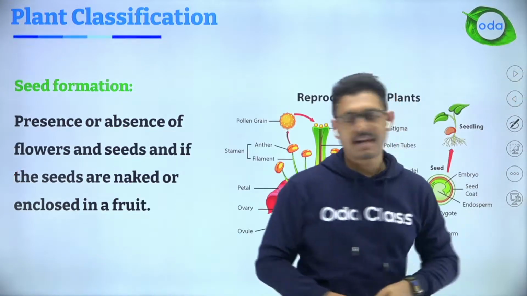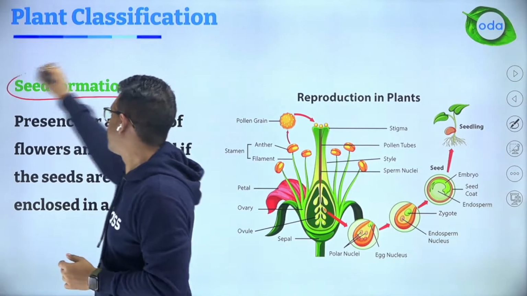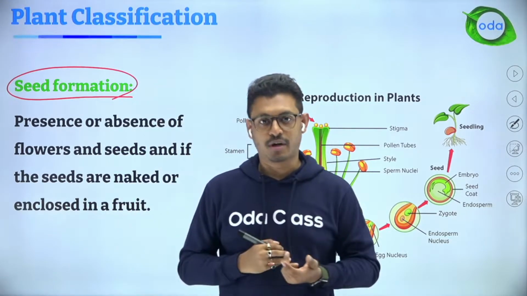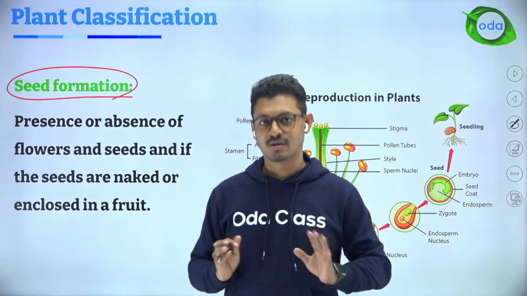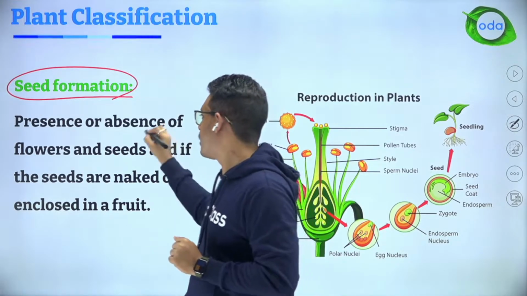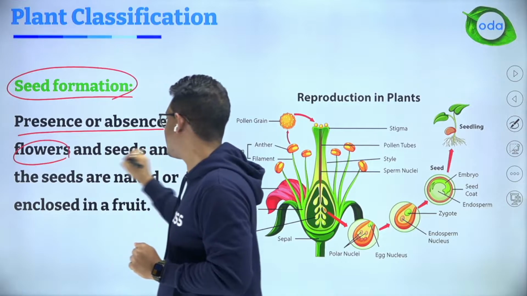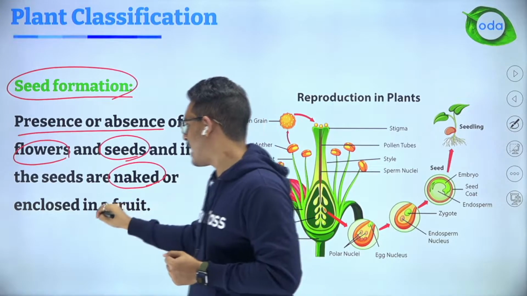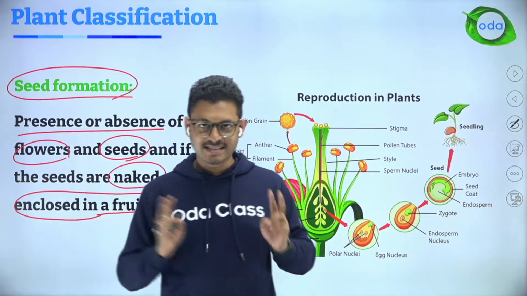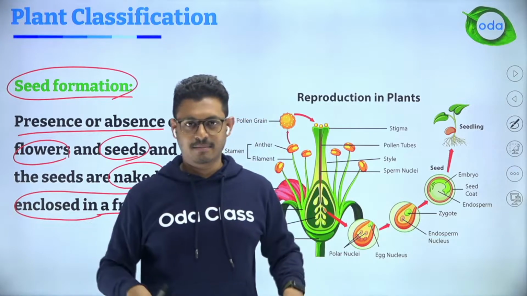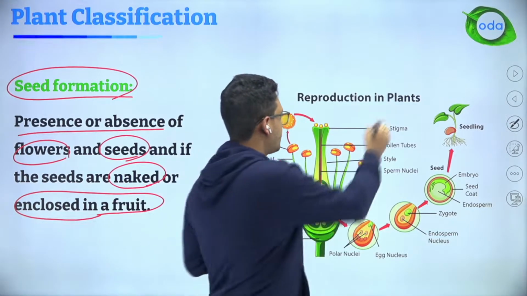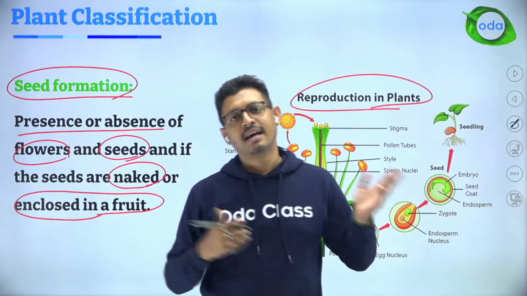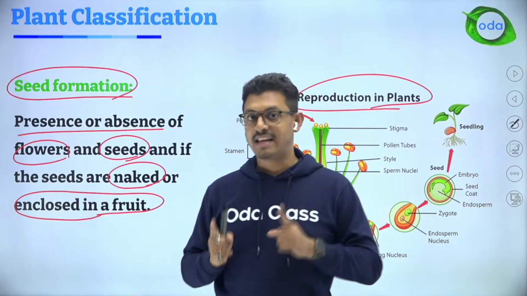The third and the last criterion is: do the plants produce seeds after reproduction? Every plant does not produce seed. Remember that. Presence or absence of flowers and seeds. And if seeds are there, what type of seeds are these? Are these naked seeds or are they inside a fruit? Based on these criteria, you can again segregate the plants into smaller groups. So plant reproduction, which mainly takes place through sexual reproduction and produces seeds, is also a very important criterion.